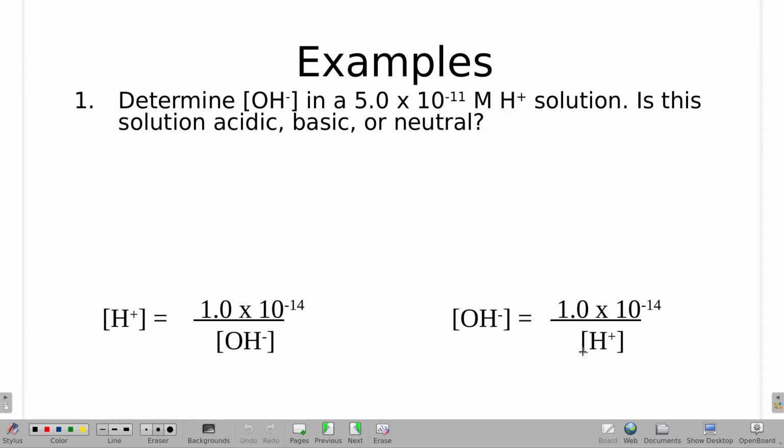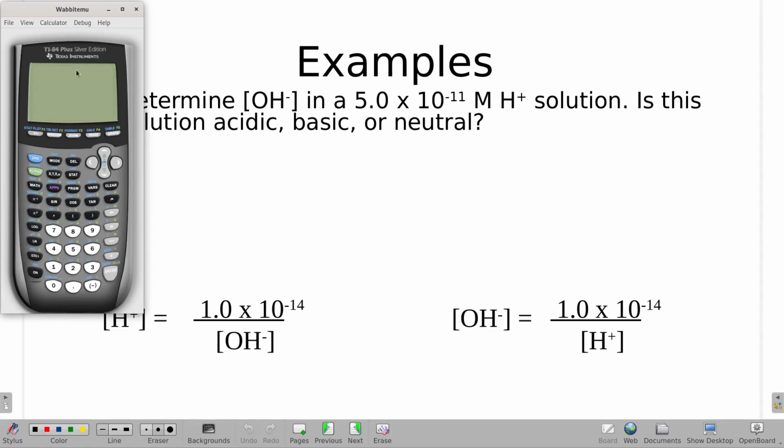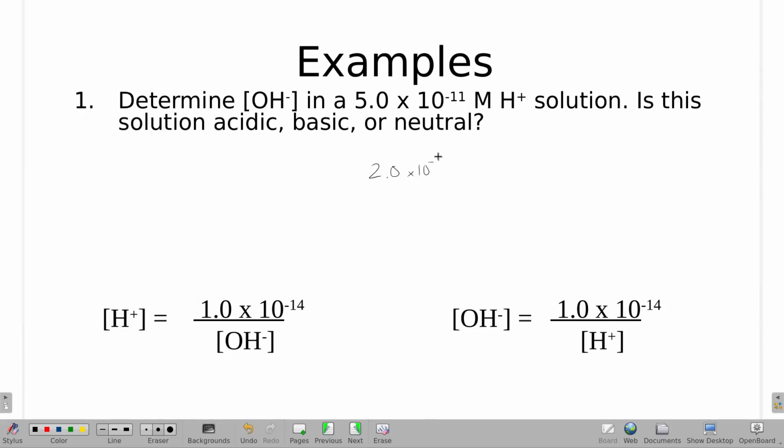Alright, so I'm using this equation, which, if you notice, is the exact same one. Just make sure you report the number right. So in this calculator, I'm going to put that 1 times 10 to the -14th in like so. 1. The EE is times 10. So that says 1 times 10 to the -14th. And I will divide that by 5 times 10 to the -11th. And I get 2.0 times 10 to the -4th for our OH concentration.